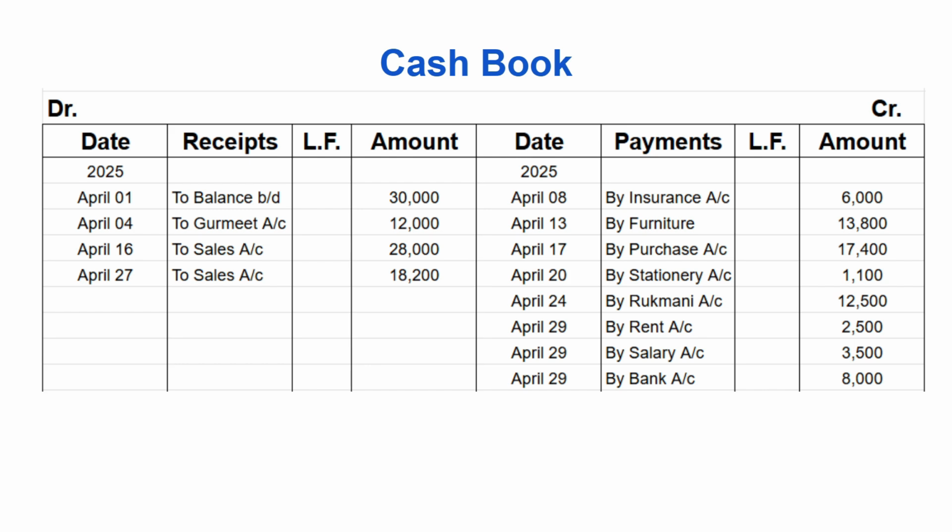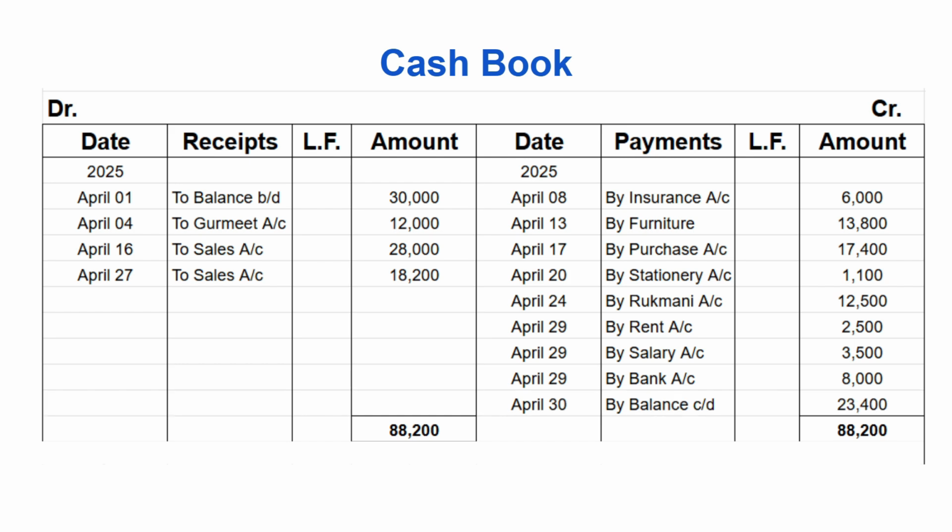Now we have recorded all the transactions. Now let's calculate the total on both the sides. 88,200 on both the sides. Here debit side is more than the credit side. That is receipts are more than the payments.